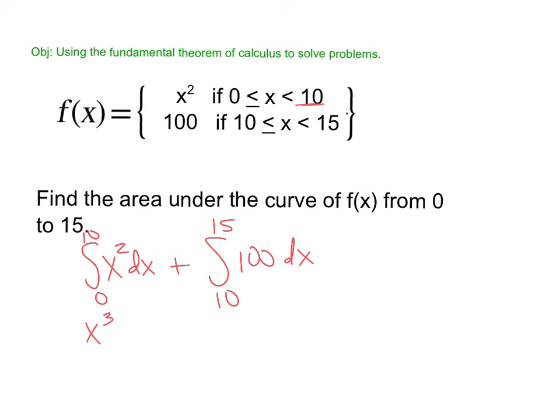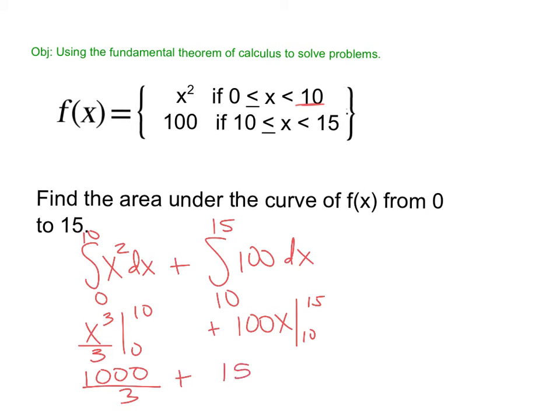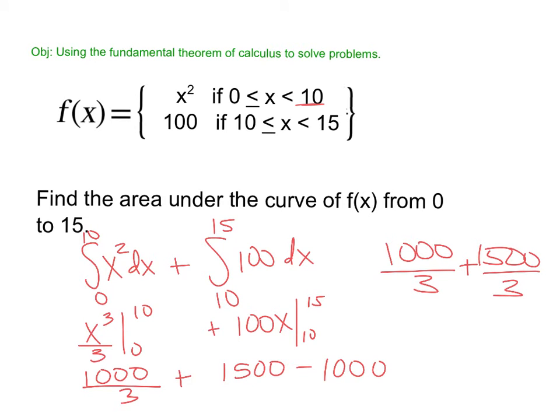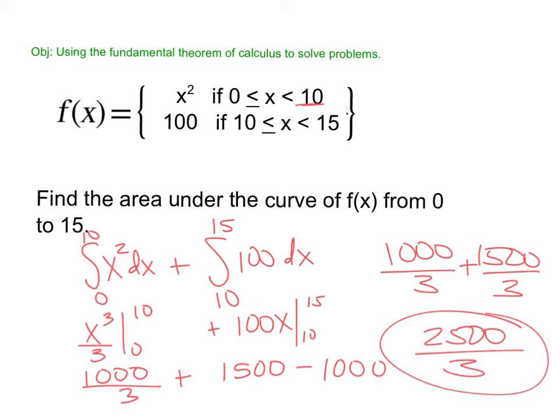So x cubed over 3 from 0 to 10, 100x from 10 to 15, and we're going to add those together. So that's 3,000 over 3. Let's see. 1500 minus 100. So 1,000 over 3 plus 500. That's 1,500 over 3. 2,500 over 3 is the answer. Making that common denominator, getting that answer. Not very hard. Pretty straightforward.